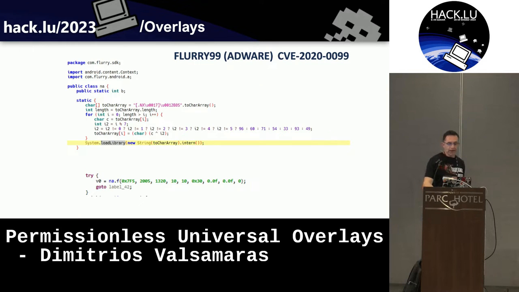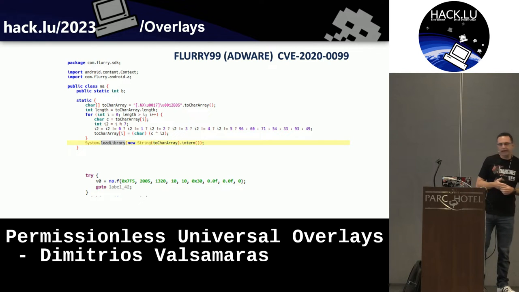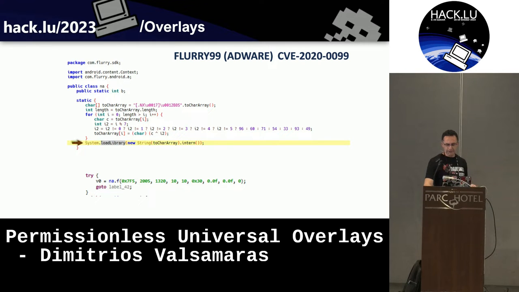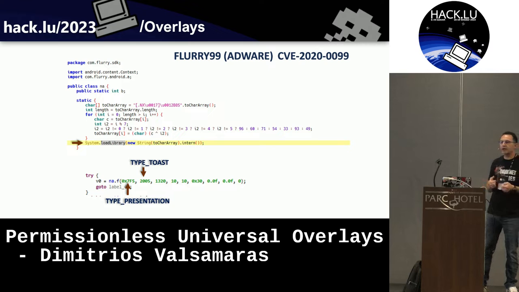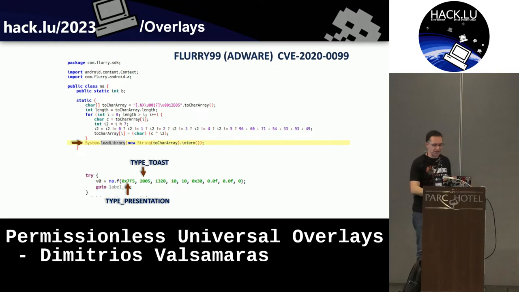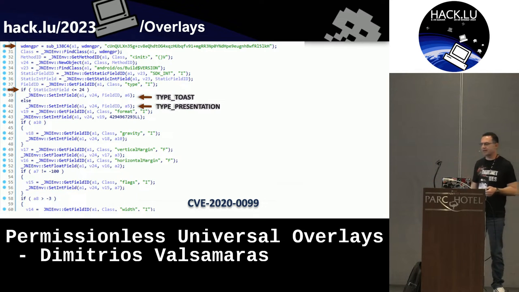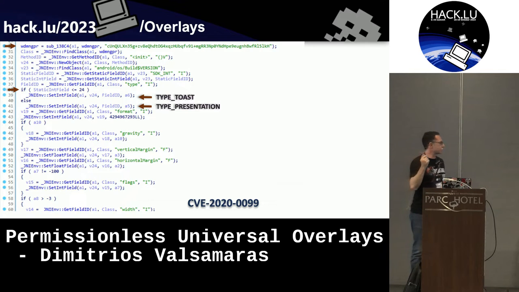A less known attack, which was first found in the Flare 99 hardware, was this one here. This malware was using a library, and it was giving a couple of values which were found to be window types. One is the type toast window that I told you about, and the other one was the type presentation window, an overlooked window type which could create windows on top of this imaginary axis with no specific permission. So it was using these window types to create the window manager instance, as we saw before in the native code, and just creates such a window, depending on the SDK version, of course. Now, this vulnerability was addressed by this CVE here.